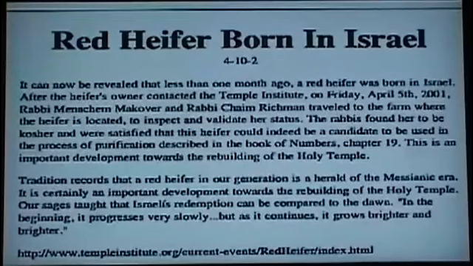But even today, they're talking about a red heifer born in Israel. And the second paragraph goes on to say that tradition records that a red heifer in our generation is the herald of the Messianic era. It is certainly an important development toward the rebuilding of the Holy Temple. Our ancient sages taught that Israel's redemption could be compared to the dawn. In the beginning, it progresses very slowly, but as it continues, it grows brighter and brighter.